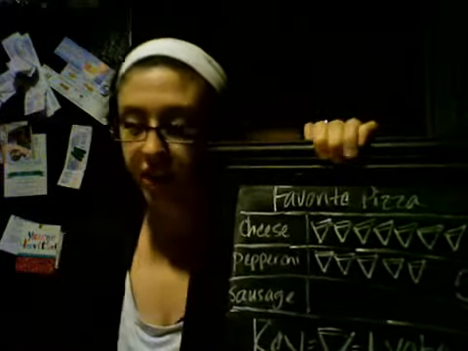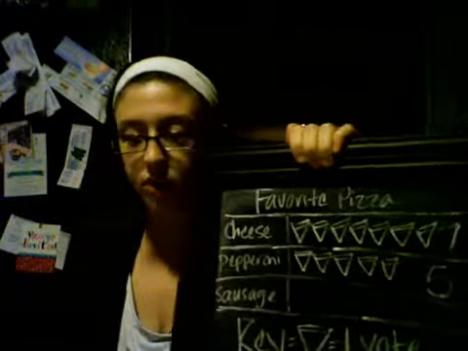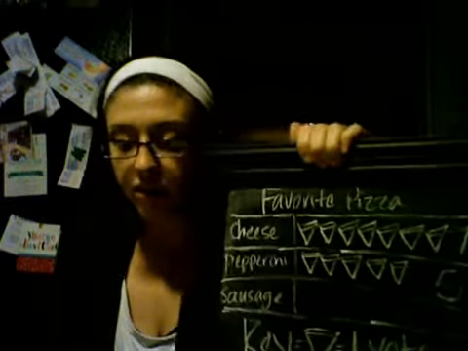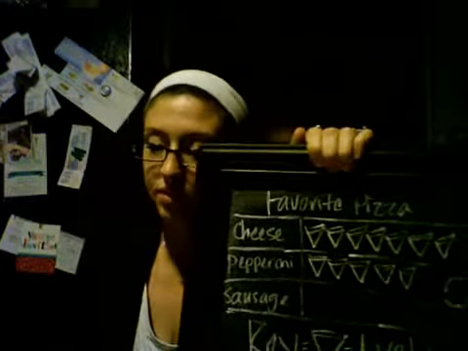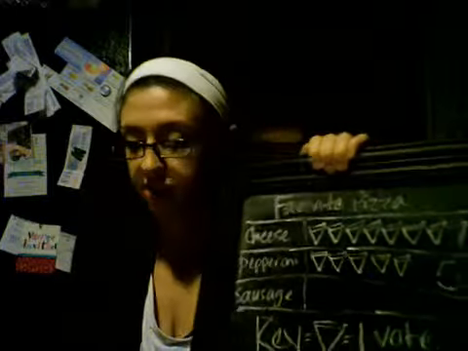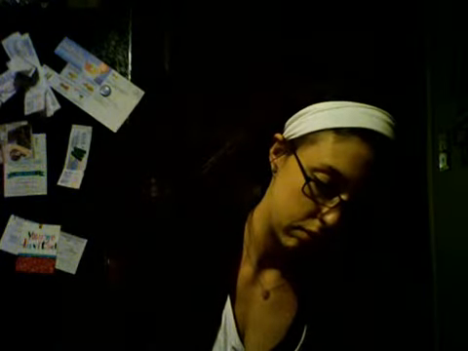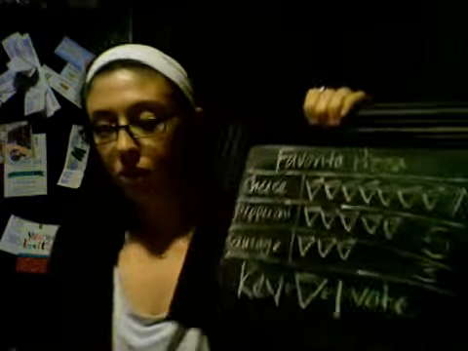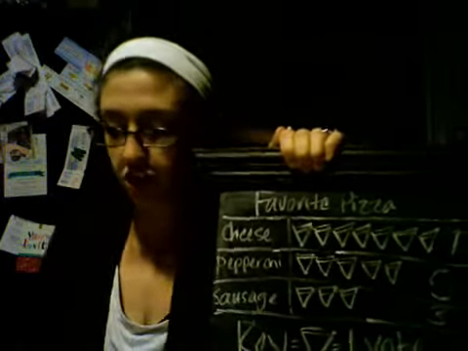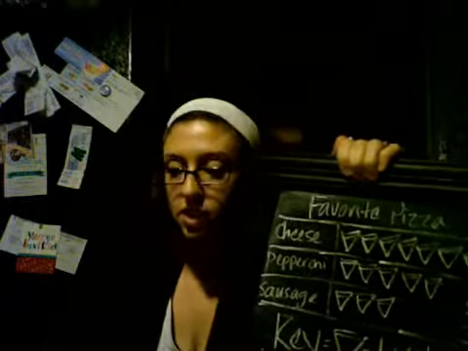Now, if you raised your hand for cheese or pepperoni, do not raise your hand. So how many of you like sausage the best? 3. Alright, so now 3 slices go next to sausage, and again we'll write the number 3. We have successfully drawn a pictograph. Give yourselves a round of applause.